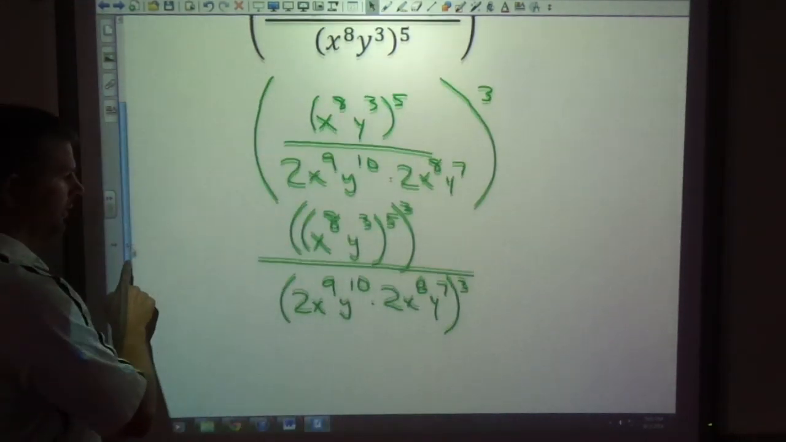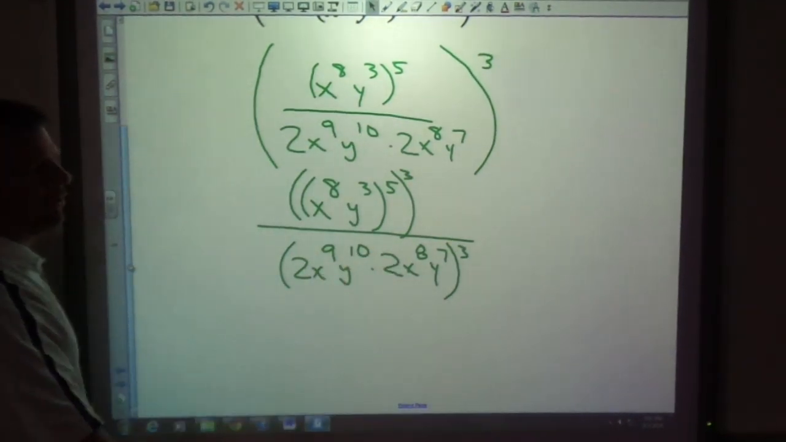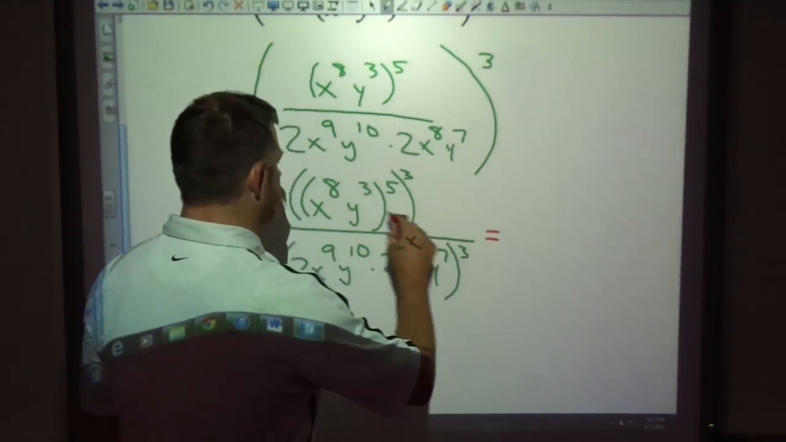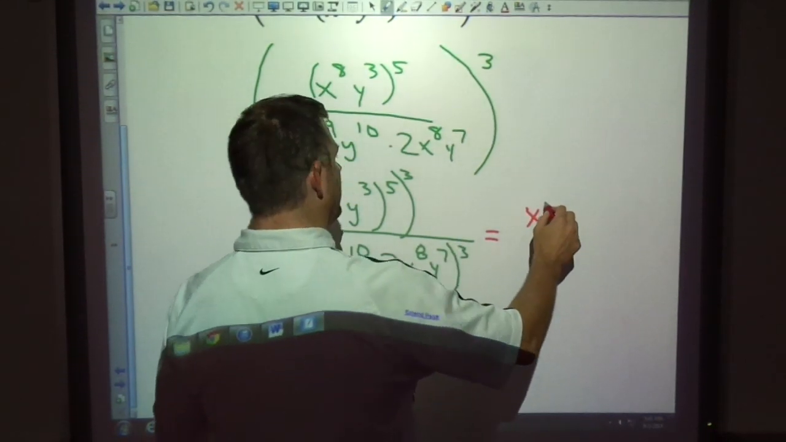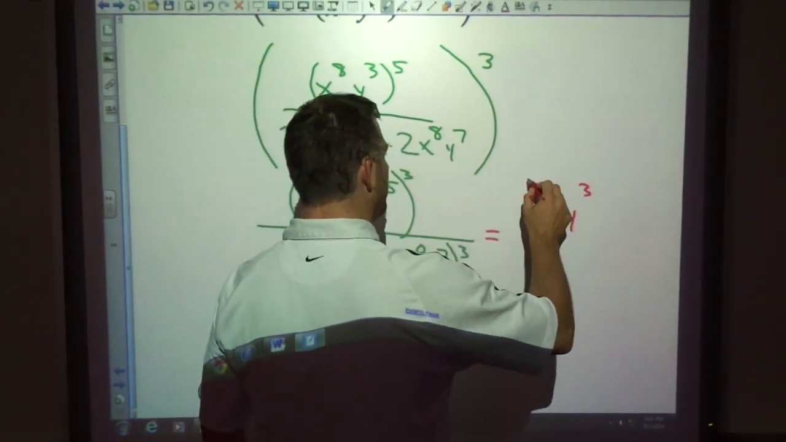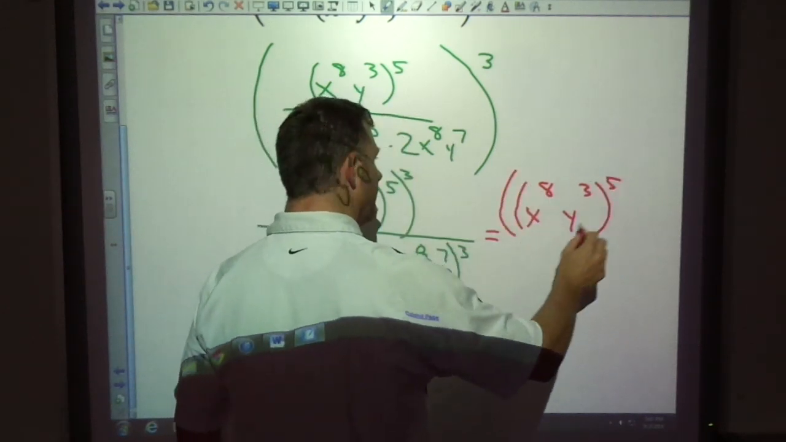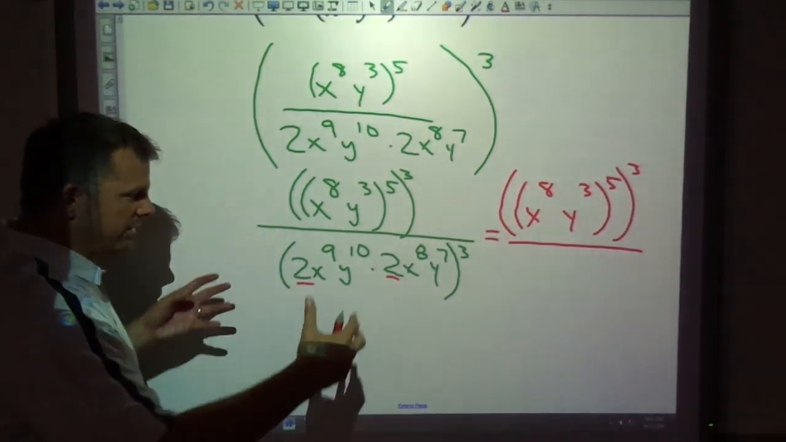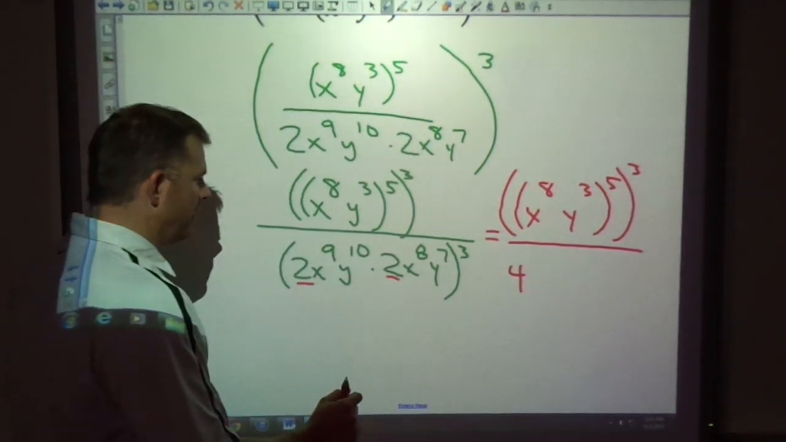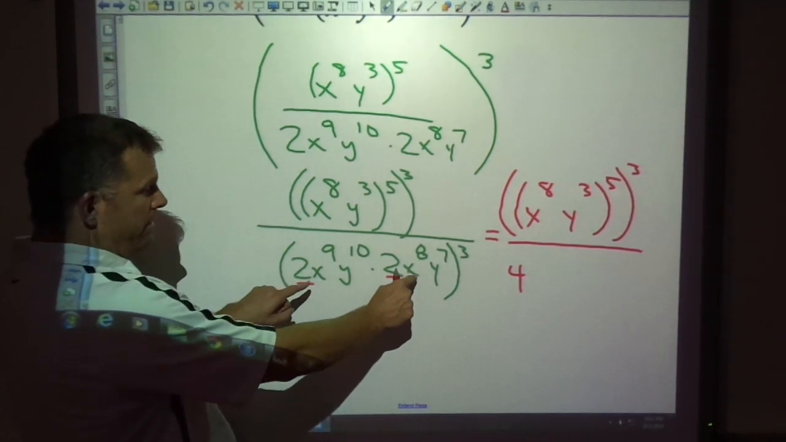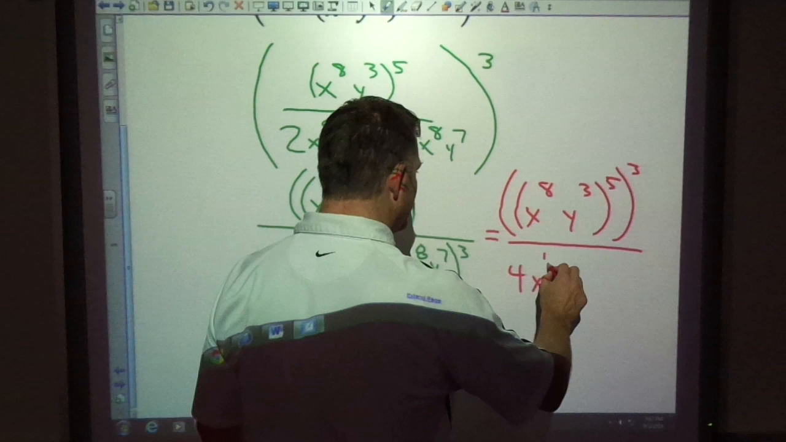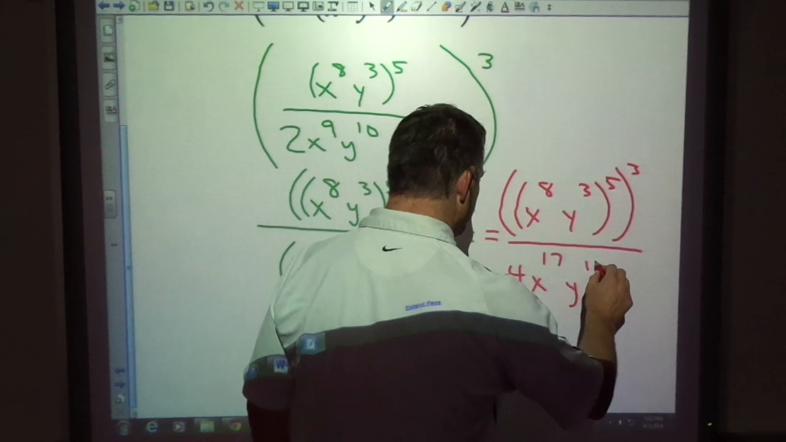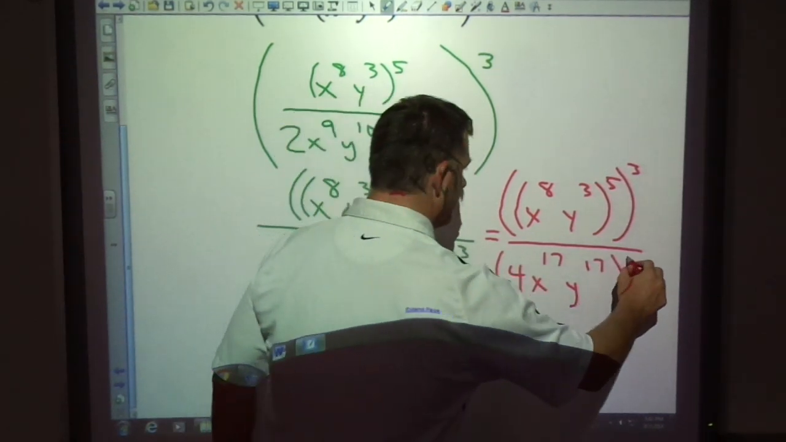Now normally from here I would just go and work out the power to power, except that I'm looking down below and I think this can be smushed together some. So let's clean this up a little bit. The top is going to be the same, x to the 8th, y to the 3rd, to the 5th, to the 3rd, but the bottom I can smush together. 2 times 2, those are coefficients, that makes 4. When multiplying common bases, add the exponents, that is x to the 17th, and y is also to the 17th, all to the 3rd.